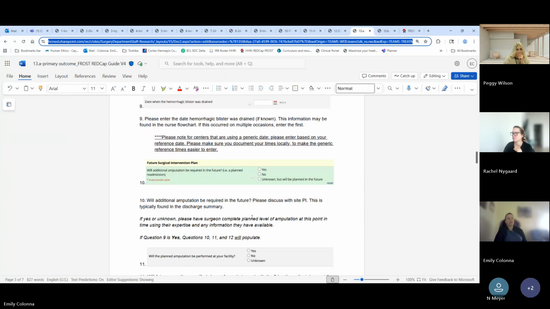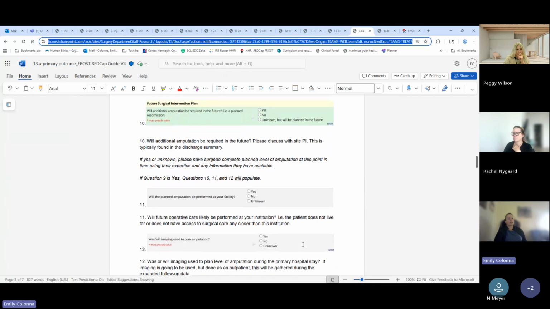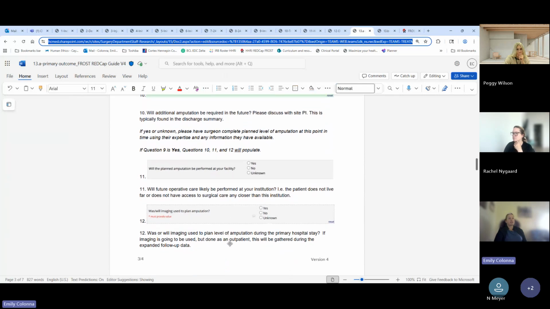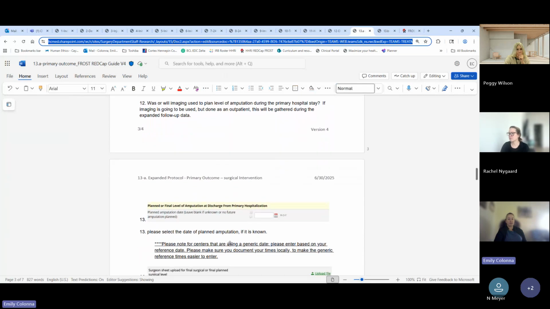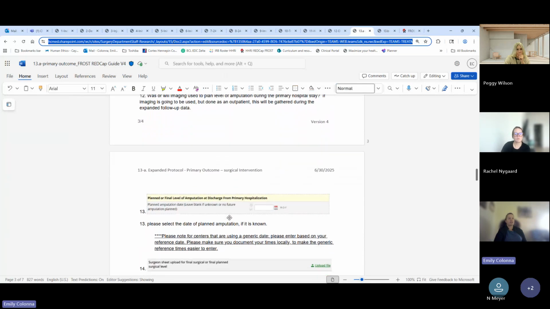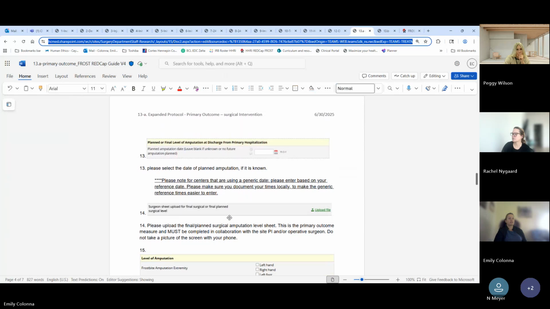And if they do have an amputation planned, you can select that here. And we'd like to know if any perfusion imaging was used to help with this plan. If you already know when they're coming back for this surgery, please enter that here. And then you can enter another surgeon sheet that describes the future plan.